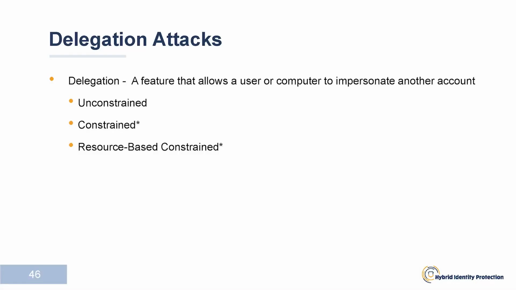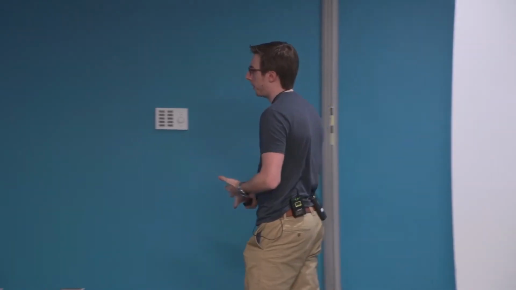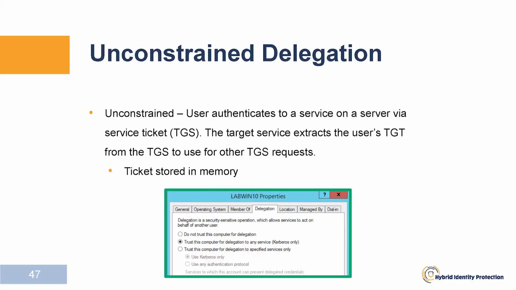The next part I'm talking about is delegation attacks. There are 3 types of delegation in Windows, or Active Directory: unconstrained, constrained, and resource-based constrained. There are attacks for each of these. However, I'm only going to focus on unconstrained for time purposes. With unconstrained delegation, a user authenticates to a service or server via a service ticket. The service then extracts that TGT from the service ticket to use it for other TGS requests.